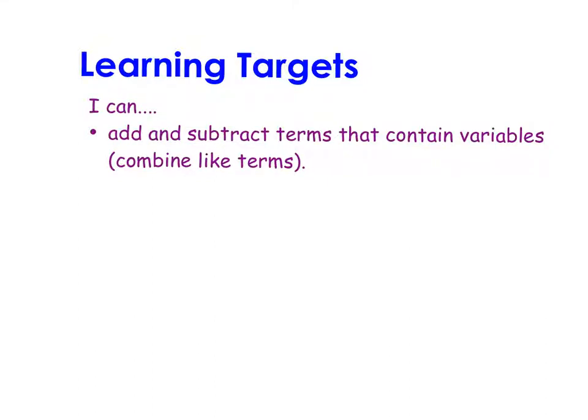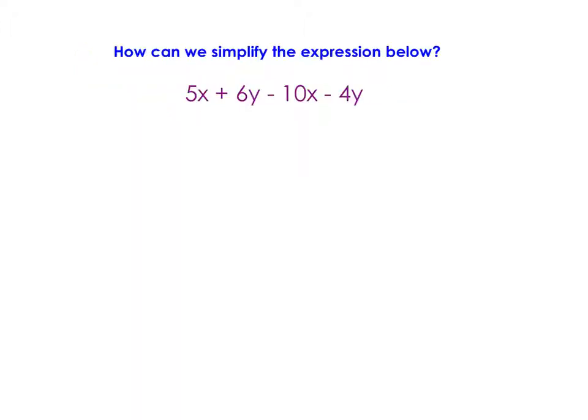In this video, we're going to add and subtract terms that contain variables, focusing primarily on what it means to combine like terms. So the expression below contains something different than what we've seen before. We've seen variables before, but we've always had values for them that we could substitute in and then move on. However, this time we do not, and what we want to do is simplify the expression below as much as possible.